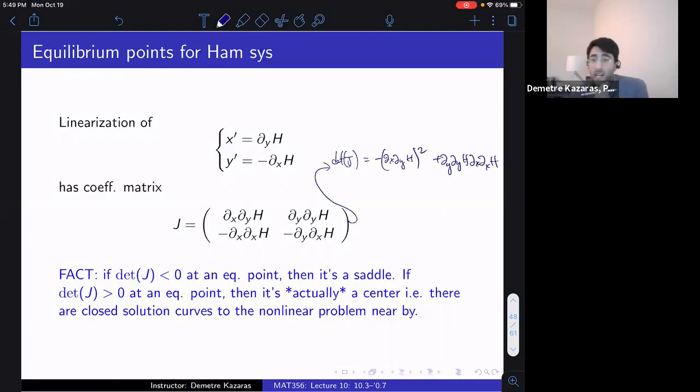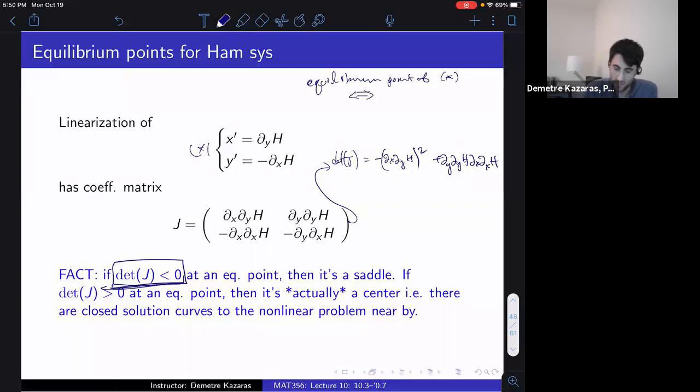Let's see what is going on. By the way, just to back up a second: an equilibrium point of the system corresponds to a critical point of h. It's the place where the gradient vanishes.